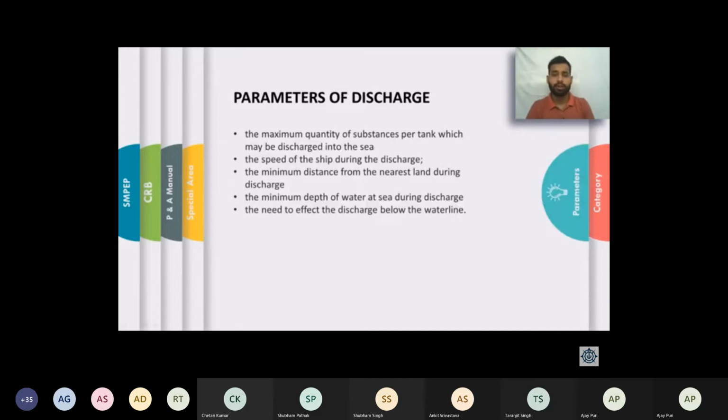Now there are certain parameters of discharge of these noxious liquid substances on which their discharge standards are based. They are the maximum quantity of substances per tank which may be discharged into the sea. Now this is different for each tank depending upon the quantity of the chemicals that they can hold, the speed of the vessel during the discharge, the minimum distance from the nearest land during the discharge, the minimum depth of water at sea during the discharge, and whether the discharge is being carried out above the waterline or below the waterline. So let us look at the discharge standards of these noxious liquid substances.